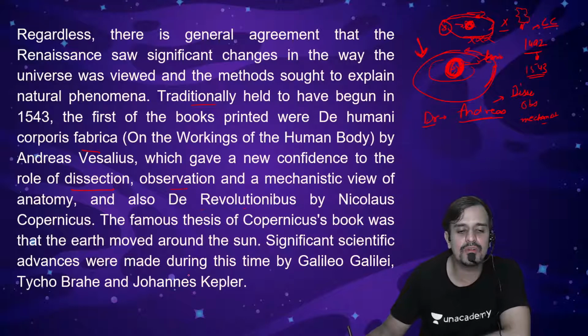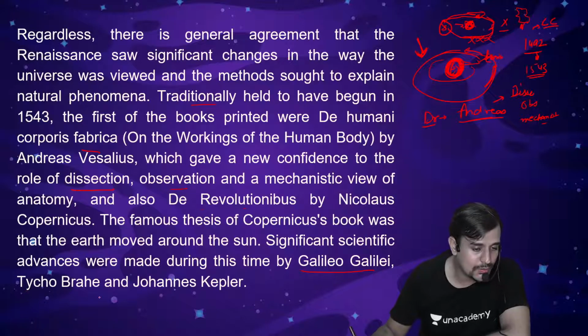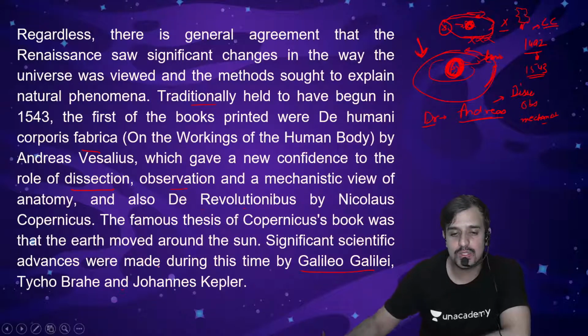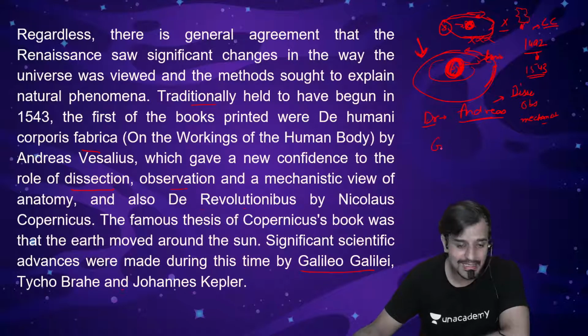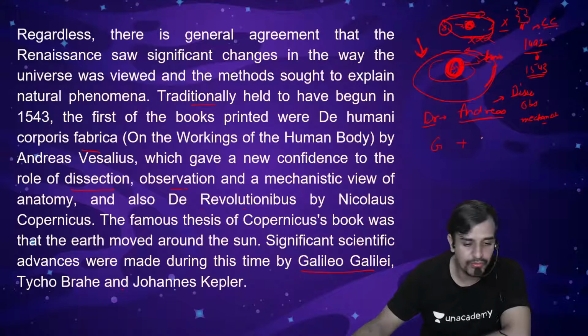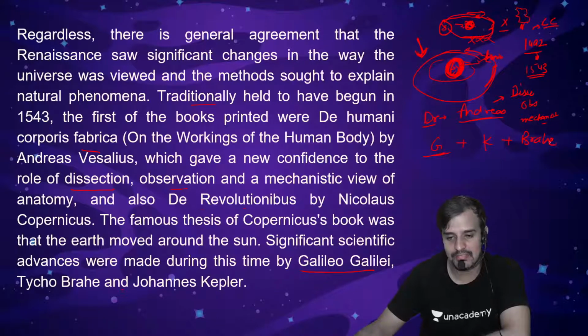Significant scientific advances were made during this time by Galileo Galilei, Tycho Brahe, and Johannes Kepler. So what are we talking about? We are talking about Galileo Galilei. We are also talking about Kepler. So we have Galilei, we have Kepler. Along with them, we also have Brahe. We have everyone over here.